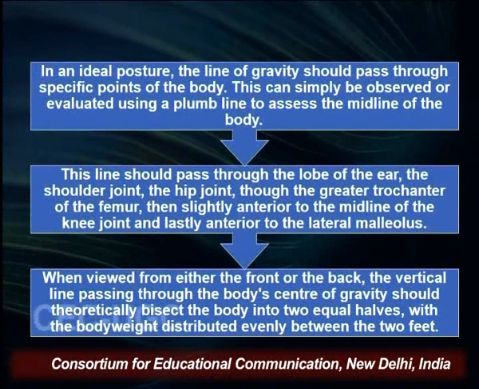Now, in an ideal posture, the line of gravity should pass through specific points of the body. This can simply be observed or evaluated using a plumb line to assess the midline of the body. This line should pass through the lobe of the ear and the shoulder joint, the hip joint, through the greater trochanter of the femur, then slightly anterior to the midline of the knee joint, and lastly anterior to the lateral malleolus. Then when viewed from either the front or the back, the vertical line passing through the body's center of gravity should theoretically bisect the body into two equal halves with the body weight distributed evenly between the two feet.